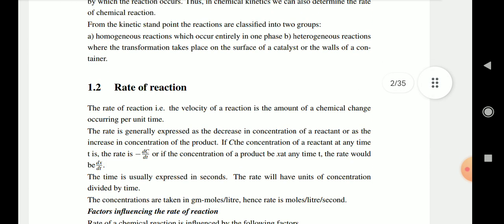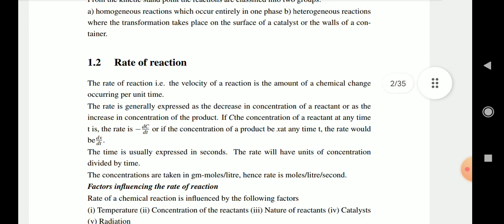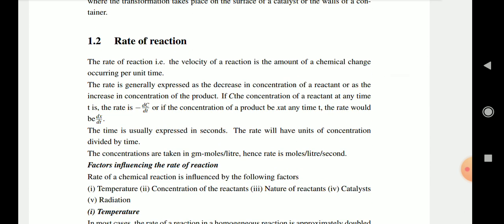Rate of reaction. The rate of reaction, that is the velocity of reaction, is the amount of chemical change occurring per unit time. The rate is generally expressed as the decrease in concentration of the reactant or as the increase in concentration of the product. If the concentration of reactant at any time t is C, the rate is dC/dt, or if the concentration of a product at any time t is x, the rate would be dx/dt. The time is usually expressed in seconds. The rate will have units of concentration divided by time, and the concentrations are taken in gram moles per liter, hence rate is in moles per liter per second.